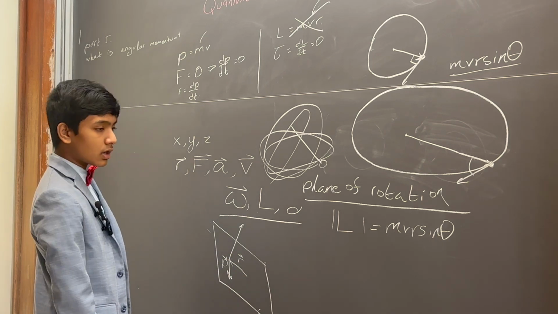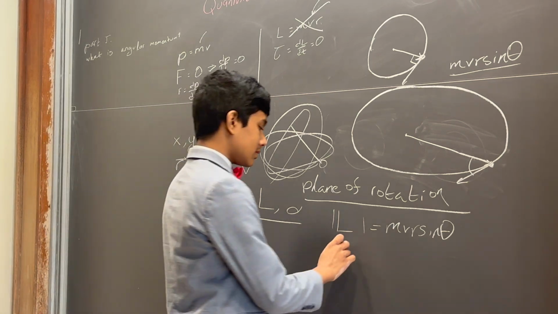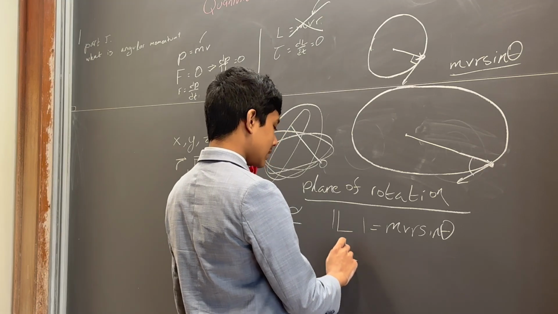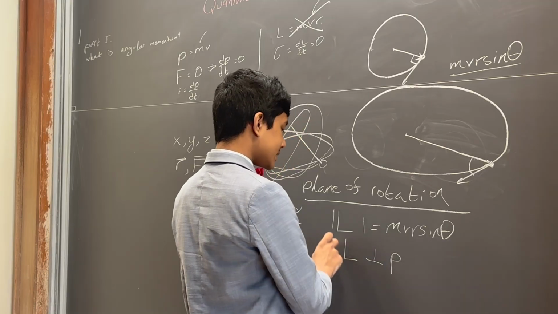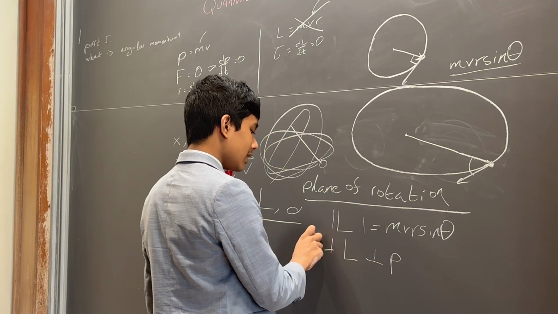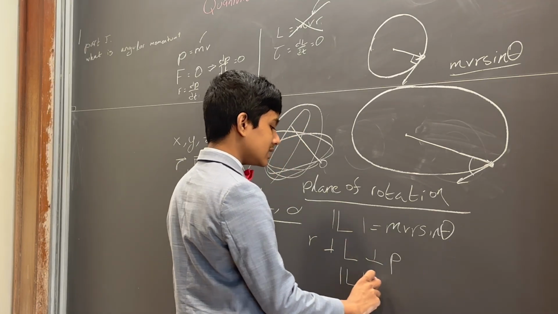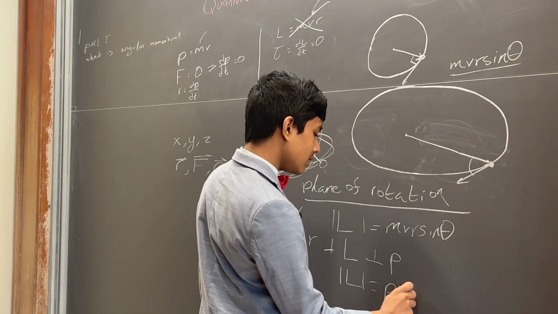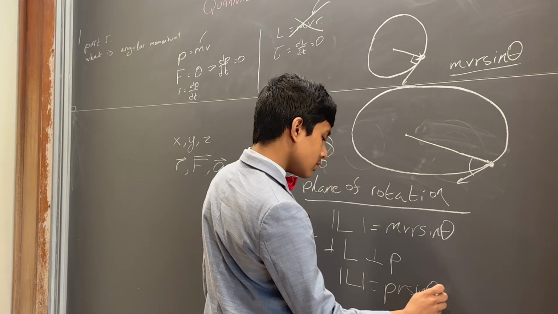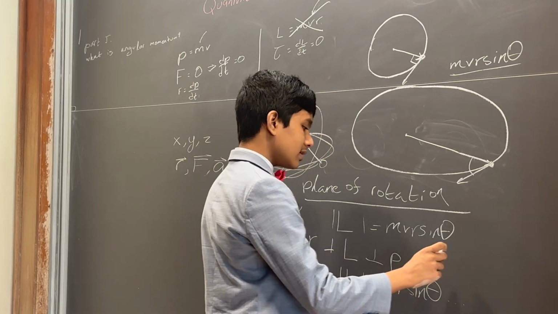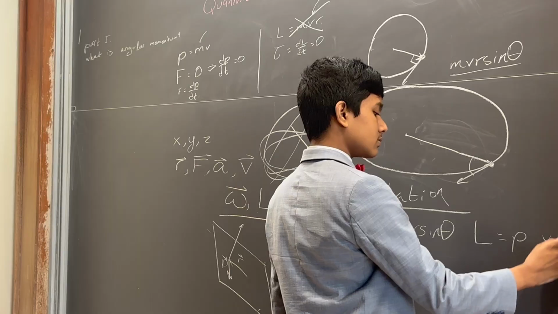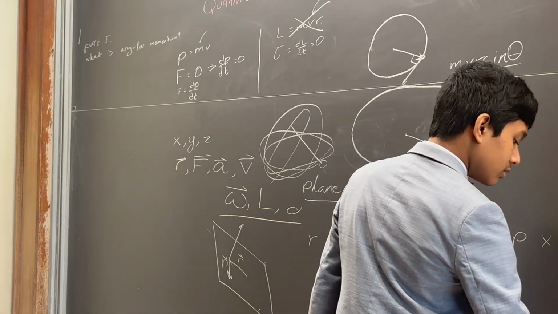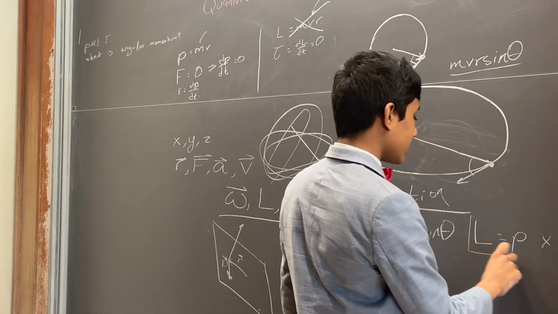But hold on a minute. So L is perpendicular to P, and it's perpendicular to R, and the magnitude of L is equal to PR sine theta. I'm pretty sure, hiding in plain sight, L is equal to R cross P. And there we go. That is angular momentum.